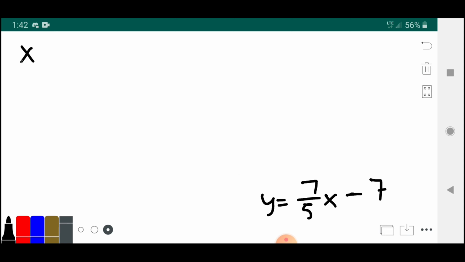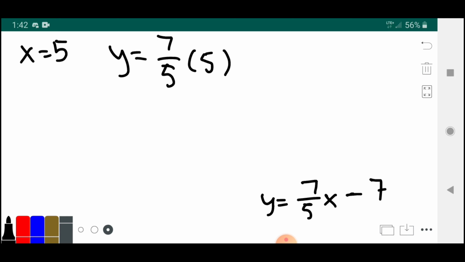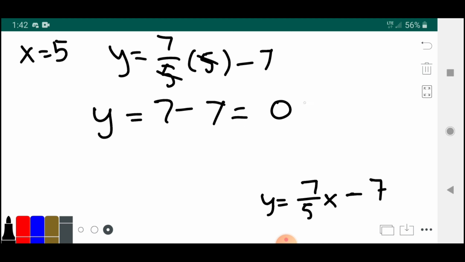Now we'll evaluate for x equal to 5. Substituting 5 in for x, we get y is equal to 7 over 5 times 5 minus 7. We can see that when we multiply 7 over 5 by 5, the 5's will cancel out and we'll be left with 7. So we now have y equals 7 minus 7, or 0. We now have an ordered pair of 5, 0.